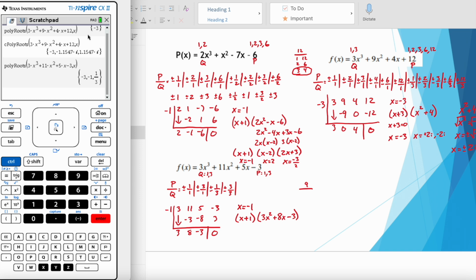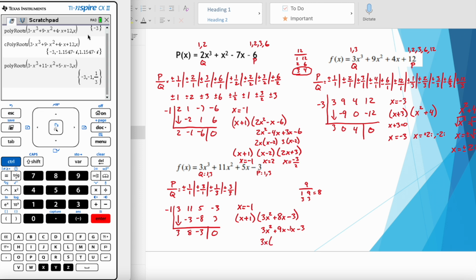Our different factors that make up 9 would be 1 and 9, 3 and 3. Keep in mind, the only one that's going to give us a possibility of reaching 8 would be 9 and 1. This would be 3x squared plus 9x minus x, or minus a 1x, minus 3. Find the greatest common factor for the left-hand side.